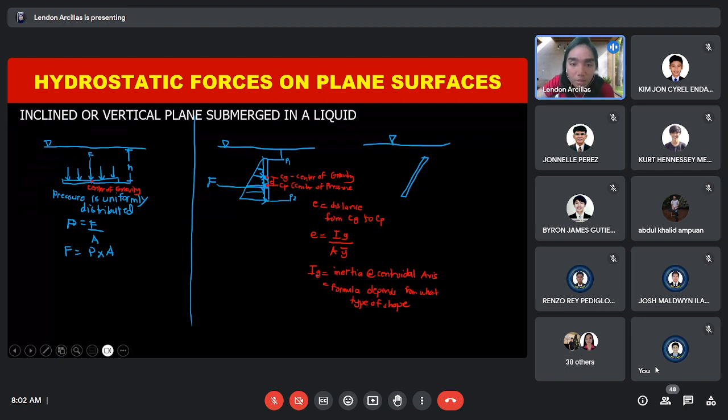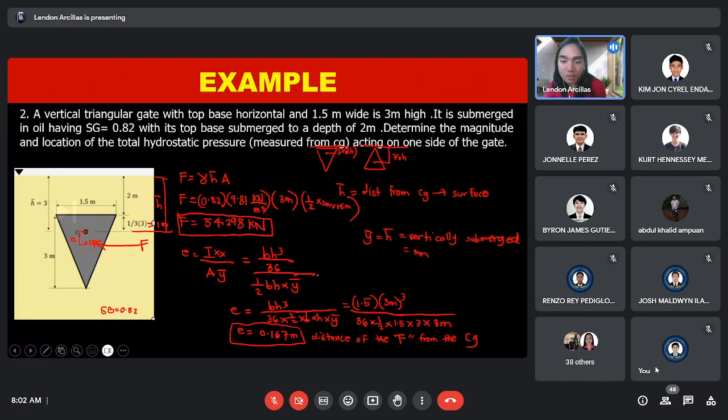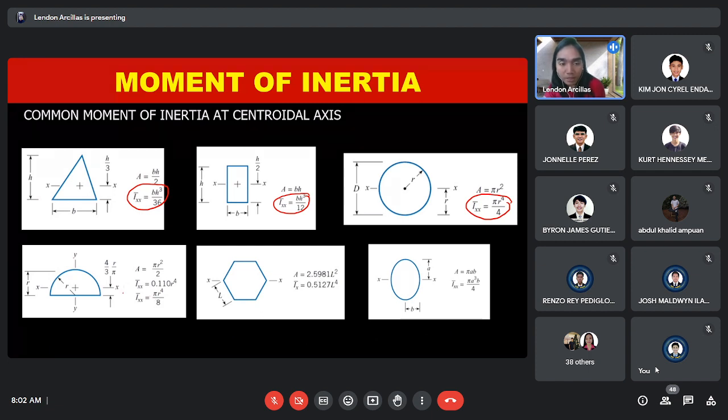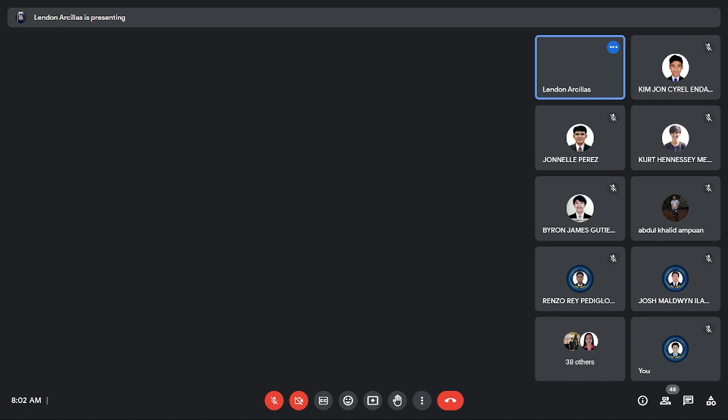So, yun yung mga, saan ba yun? Ito. Usually lang, pero sa problem set meron akong binigay na half circle. Okay? So ito yung usually na formula ng centroidal axis for rectangle, that is BH cube over 36. Ay, for triangle. For rectangle, that is BH cube over 12. For circle, that is pi r raised to 4 over 4. Okay? Gets yon to find the value of IG. Yan, magdedepende sa type of shape ng object submerged.